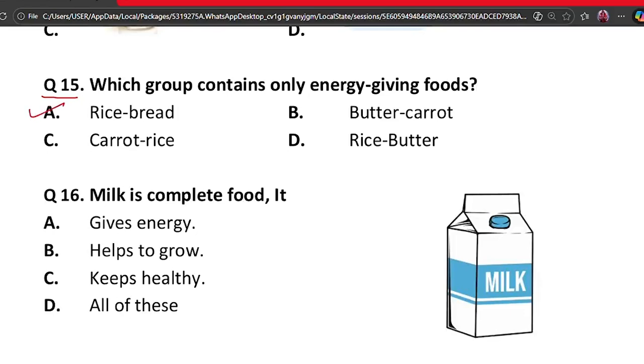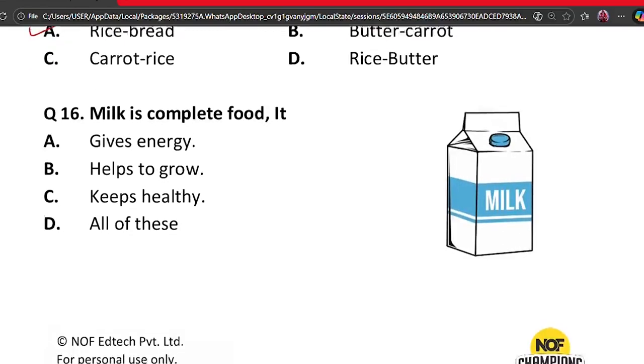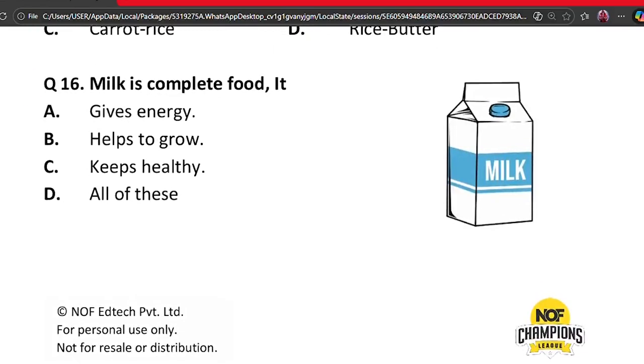Rice and bread are rich in carbohydrates which give energy to our body. Carrot is a protective food and butter is fatty. Hence the correct pair of energy giving food is rice and bread. Our next question is question number 16.